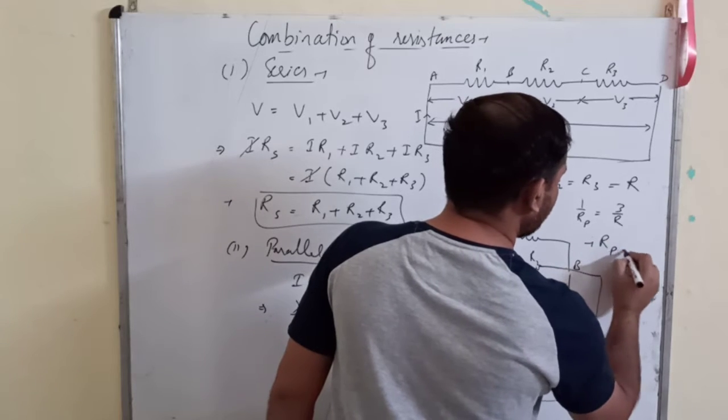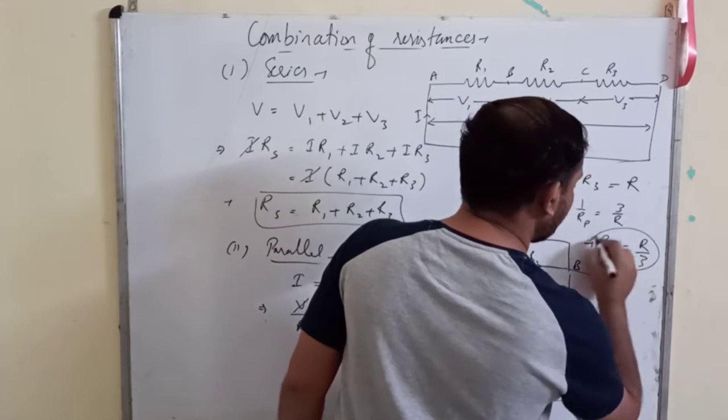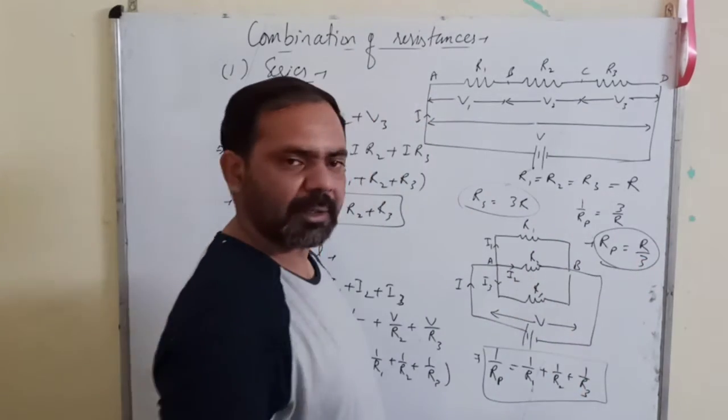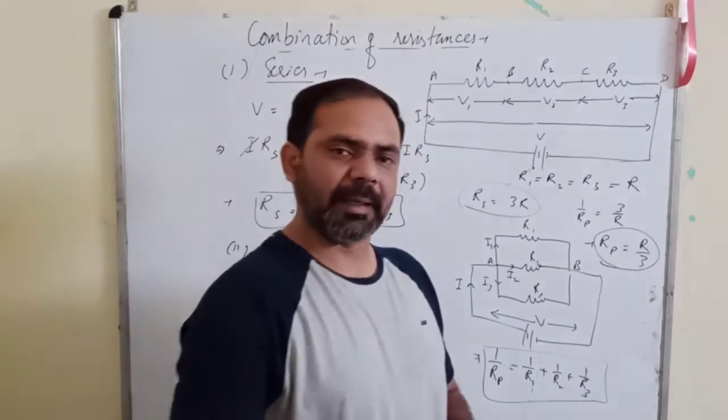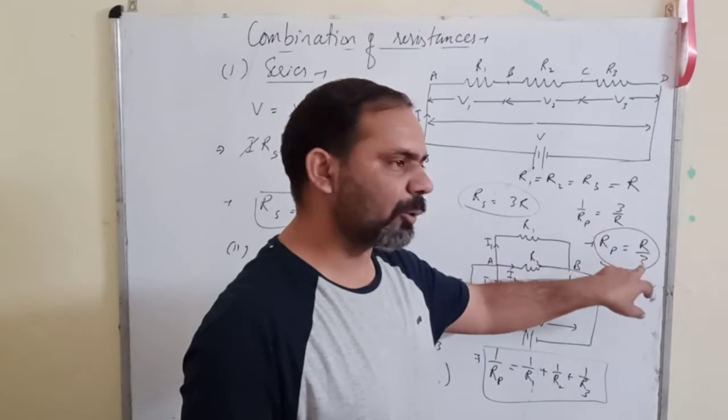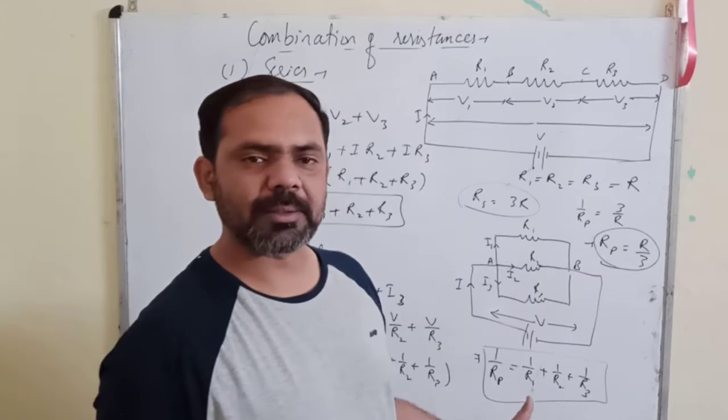So what is Rp? R upon 3. You can see that here the resistance of the parallel combination is less than the individual resistance. R upon 3 is 1/3 of any individual resistance.